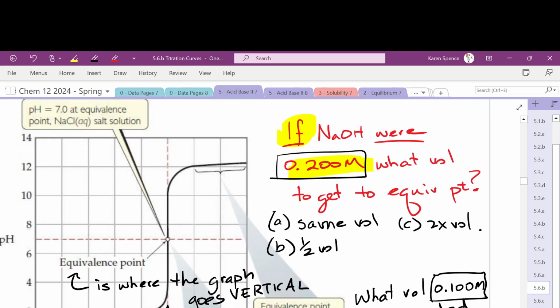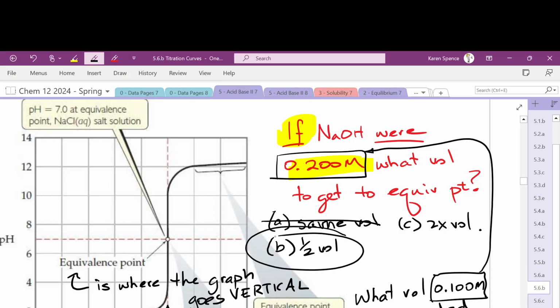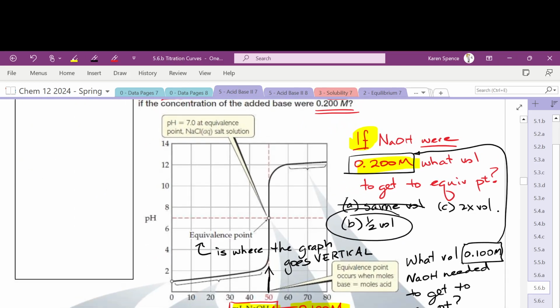what have we done with our concentration, going from here to here? We've doubled the concentration. So will we need the same volume? Probably not. Now the question is, are we going to need more or less? We're going to need less because we've got more moles in the same volume. Does that make sense? So it's going to be half the volume. So it would be 25 milliliters.